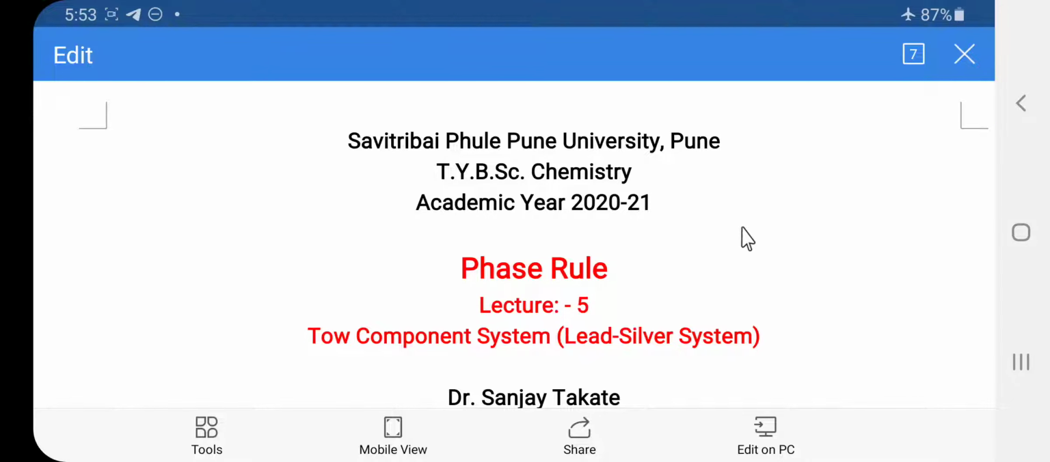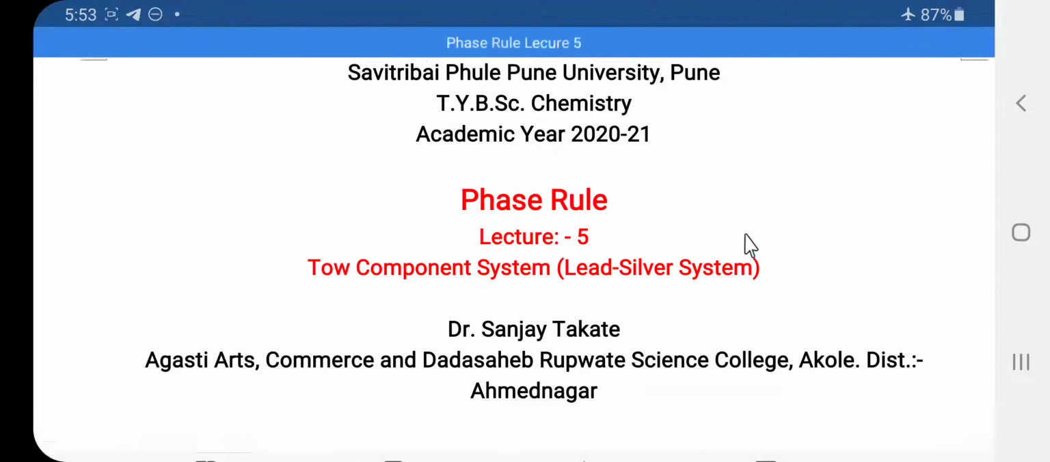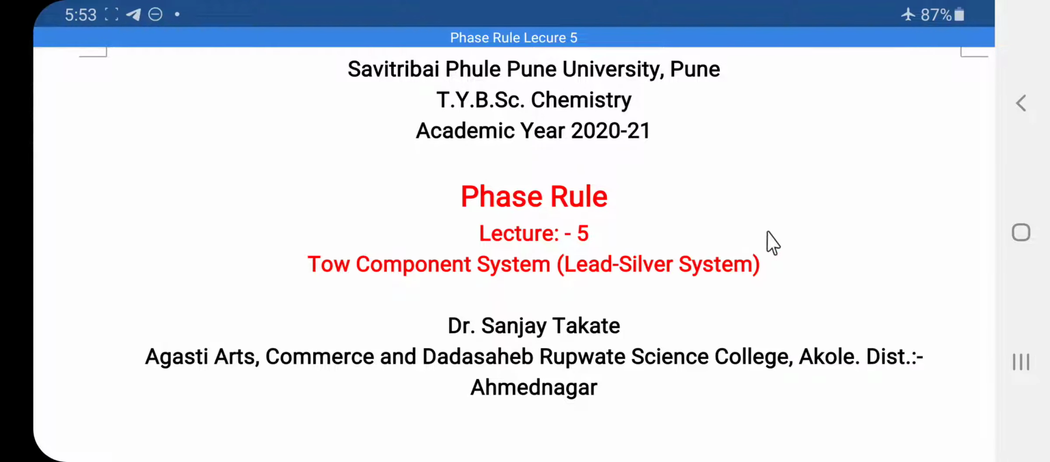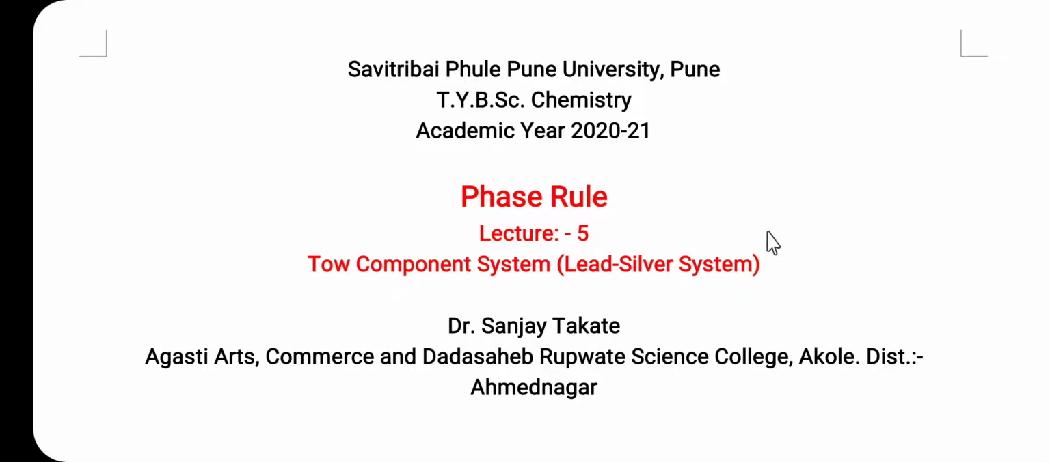In the last few lectures we have discussed one component systems. In this lecture we are going to study the two component system, that is the lead silver system. So friends, all of you know what is meant by component?